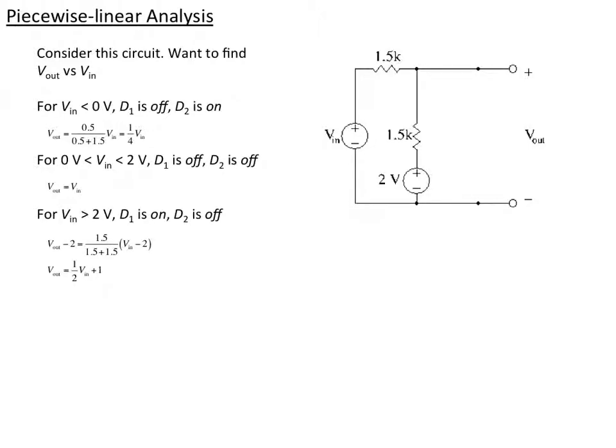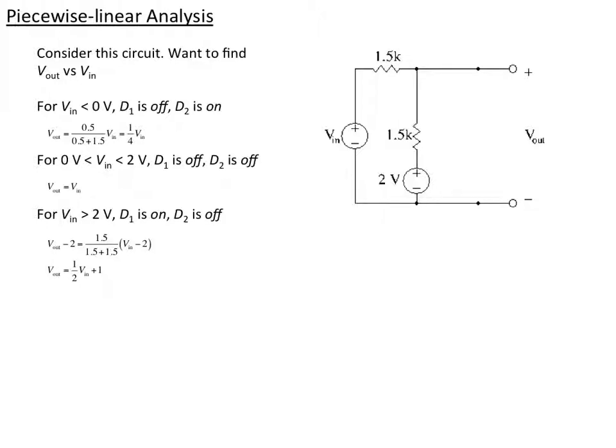Finally, if V in is higher than 2, then current can flow this way, because this is bigger than that. So current can flow this way through that, and then I can calculate V out again just by having things flow this way. And so it's easiest just to take this point as ground, in which case I just have a 1.5 over 2 times 1.5 voltage divider.